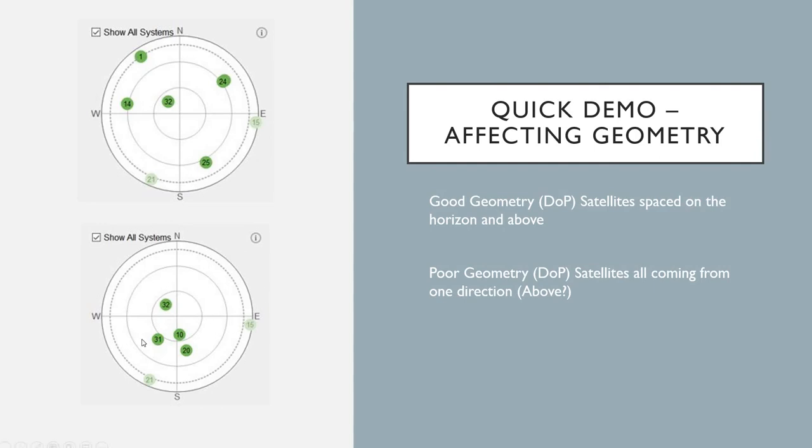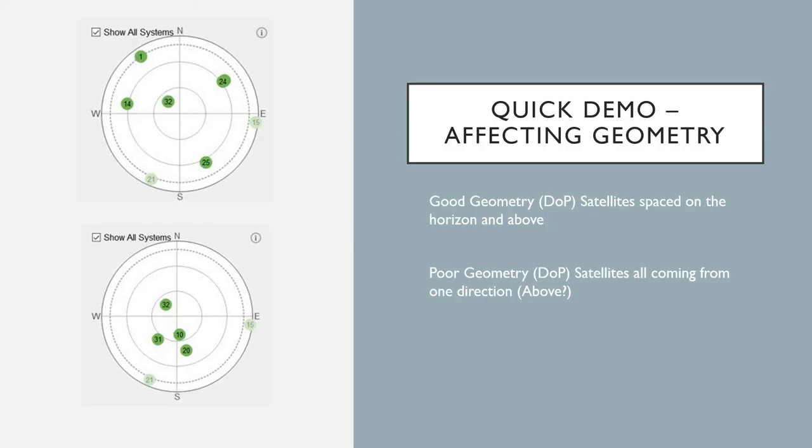Then you may want to see how it copes with poor geometry. So here's not such a good geometry. All the satellites are typically coming from a similar direction. They'll be coming down. The crossover won't be so good. It'll be harder for the receiver to calculate where these lines are crossing, and so the position will not be as good. It's as simple as that.